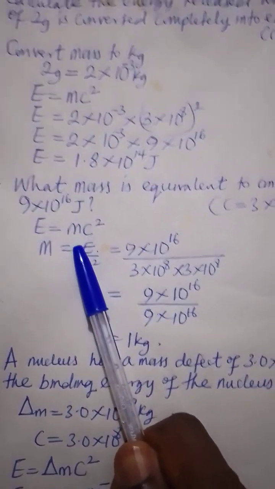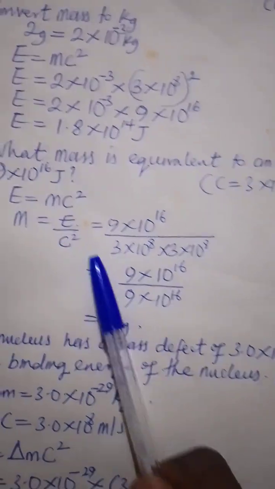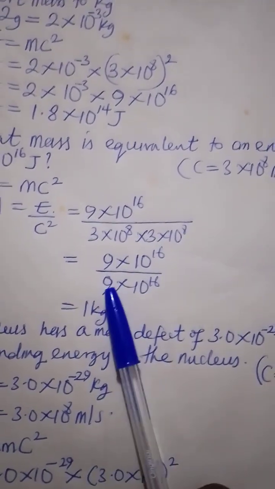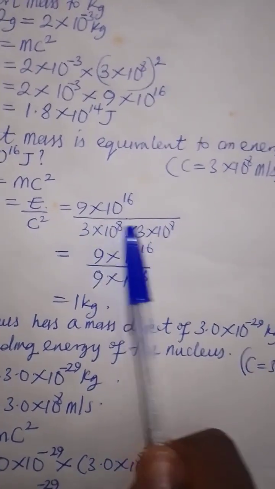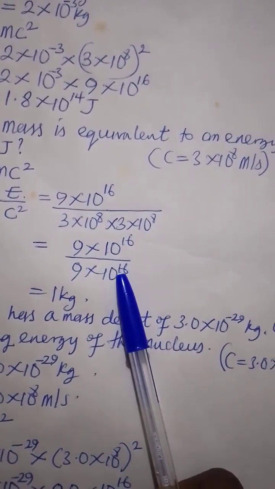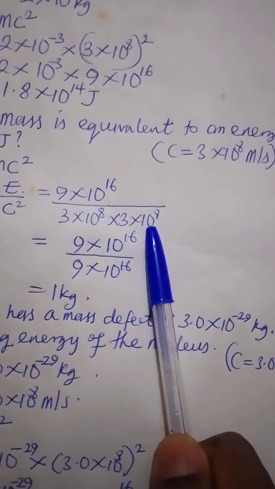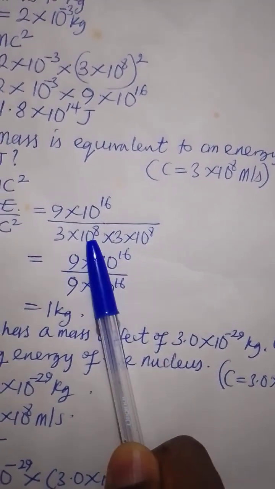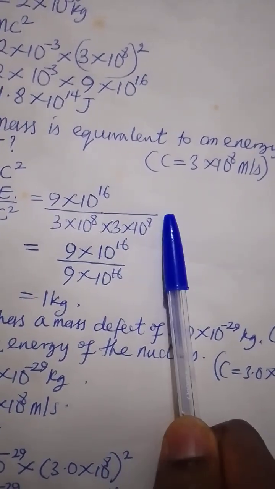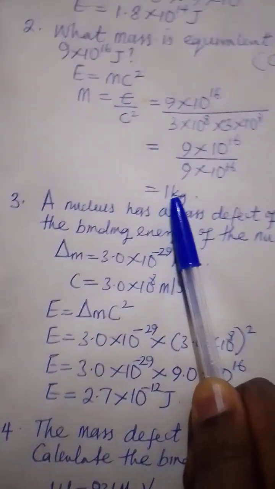We know what E is, 9 times 10⁻¹⁶ joules. C squared, we're writing it twice because it's squared. And by the time we resolve that, we'll get 9 times 10⁻¹⁶ over 3 times 3, 9, and 10⁸ times 10⁸ will give us 10¹⁶. In indices, when the bases are the same and the operational sign is multiplication, you add the power. So 8 plus 8, 16. By the time you resolve this, you're going to get 1 kilogram.